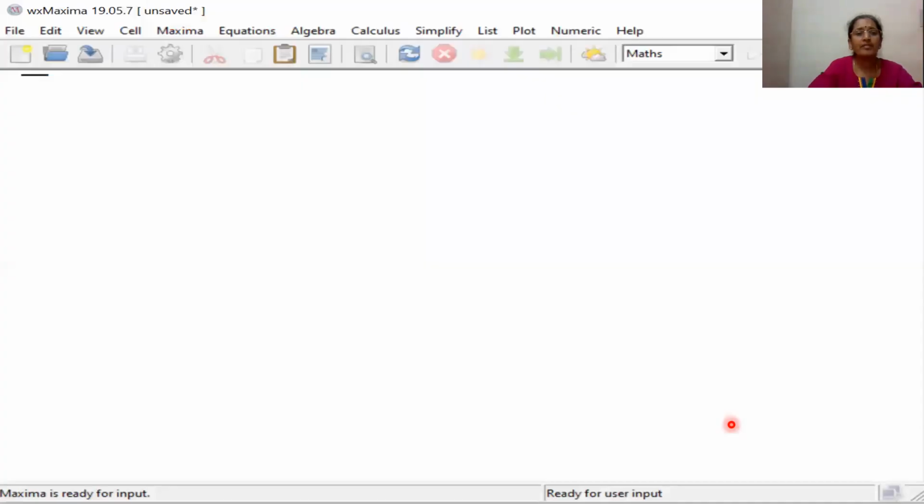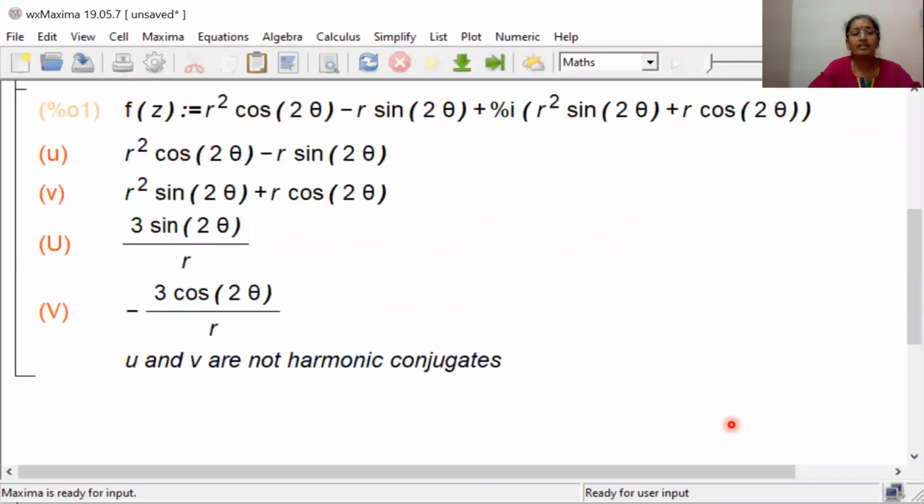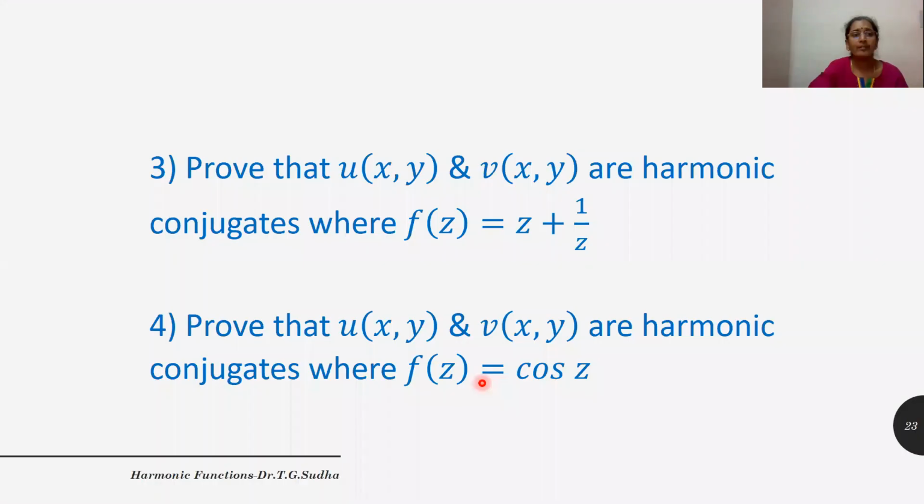Let us go to the Maxima window. Put the Maxima command here. Let us execute using shift enter. So this is the output obtained. Here you see capital U and capital V, that is the harmonic function or the harmonic equation value, that is the Laplacian value, is not equal to 0. Therefore, u and v are not harmonic conjugates.